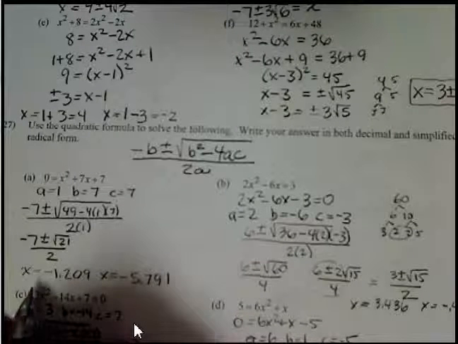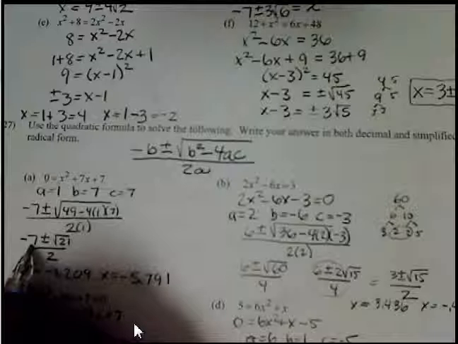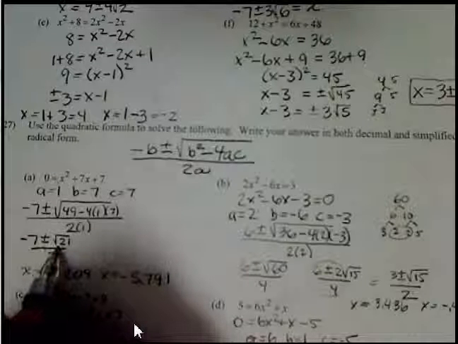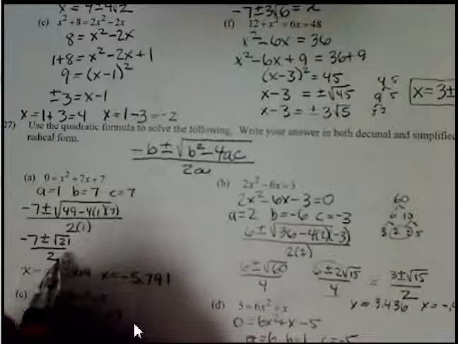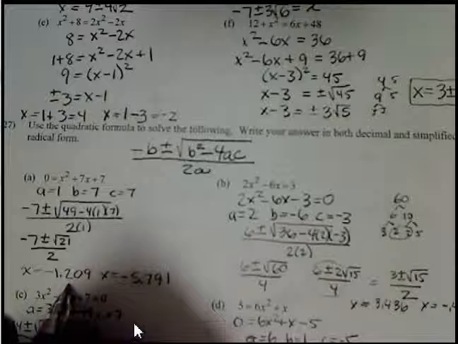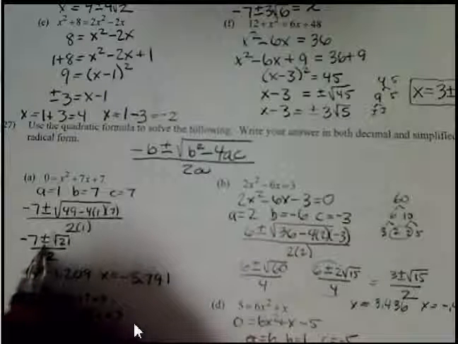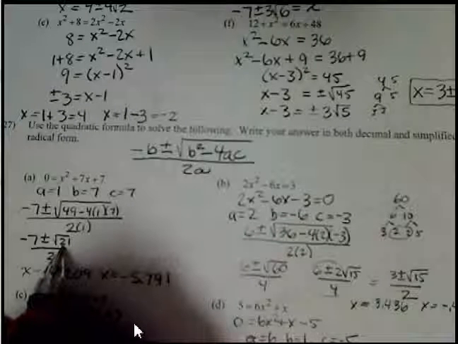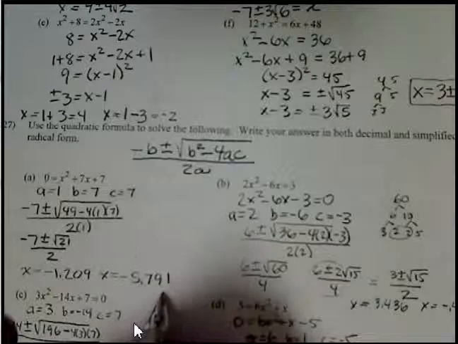Now to do the decimals, use your calculator. Do negative 7 plus the square root of 21. Make sure you hit enter and divide it by 2. That gives me this answer. Then I did negative 7 minus the square root of 21. Hit enter, divided by 2. Gives me this answer.